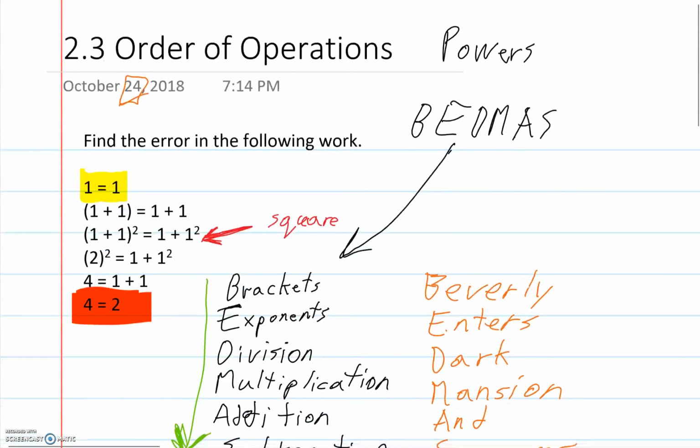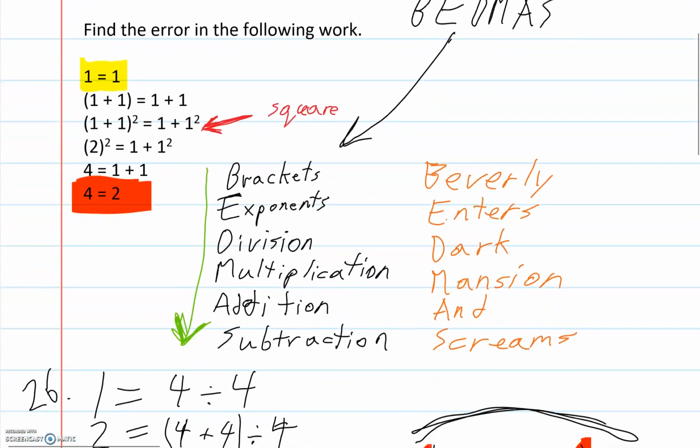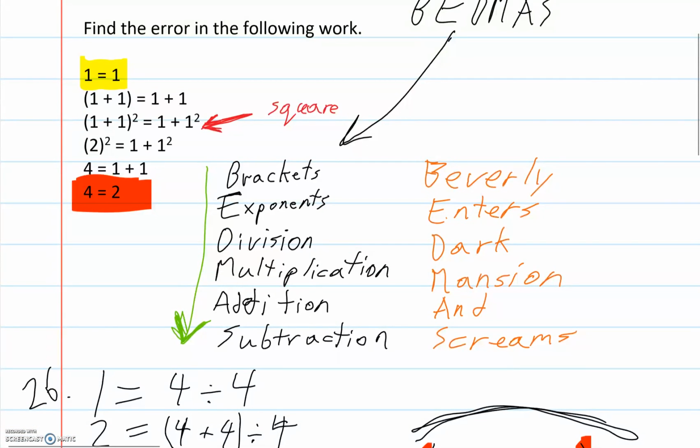So yeah, BEDMAS is actually fairly simple. If you're going to remember one thing from this video, try to remember this. This is all you need: brackets, exponents, division, multiplication, addition, and subtraction. Everything else works with this BEDMAS principle.